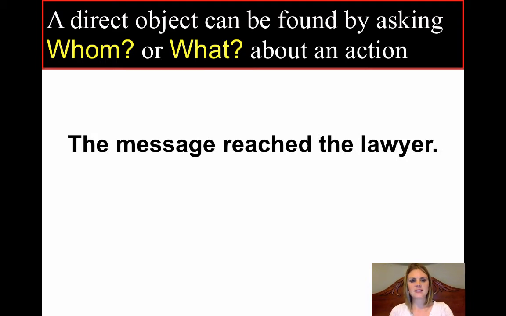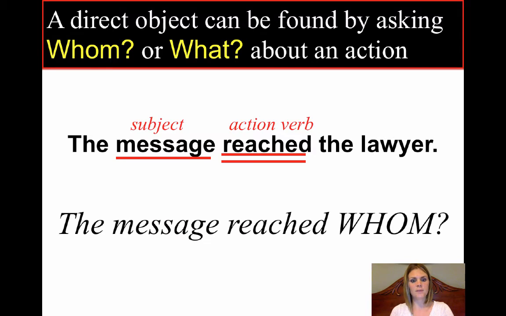Another sentence: the message reached the lawyer. All right, so message is the subject of the sentence. Reached is the action verb. The message reached whom, or the message reached what? The answer is lawyer. So lawyer is the direct object. Pretty straightforward. The hardest part is making sure that you know what the subject and verb are so that you can ask what after the action. If you don't find the right verb, then it's a lot harder to find the direct object.